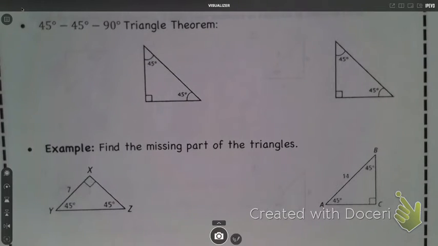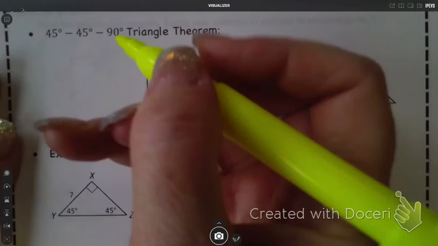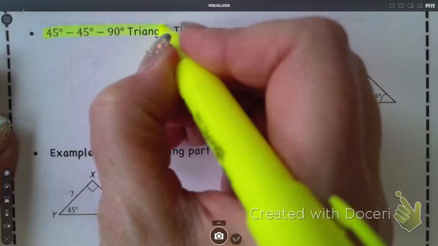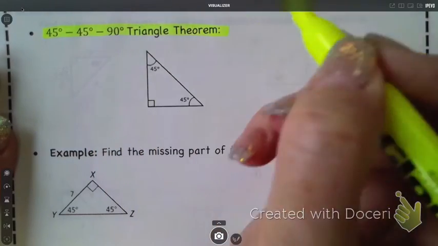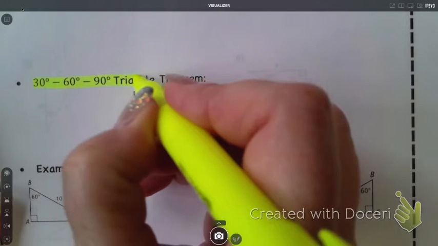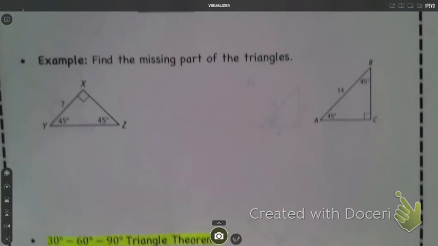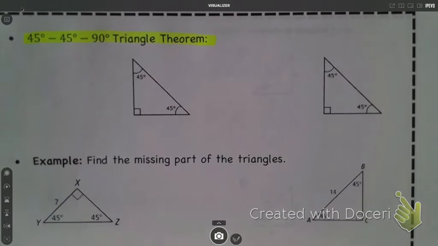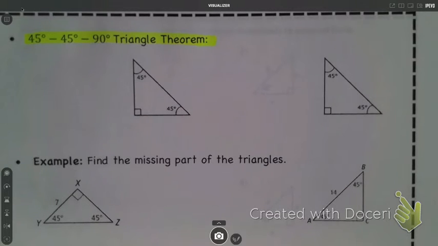Okay, so we are on our second day of 8-1. We are going to be working on 45, 45, 90 triangles. You might want to highlight that. And a 30, 60, 90 triangle. If you look at the board, do you see 45, 45 and 30, 60, 90 triangles up there? Do you see those degrees?